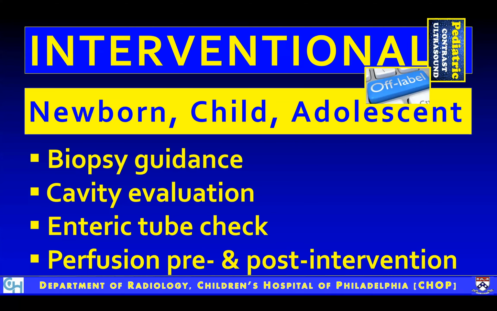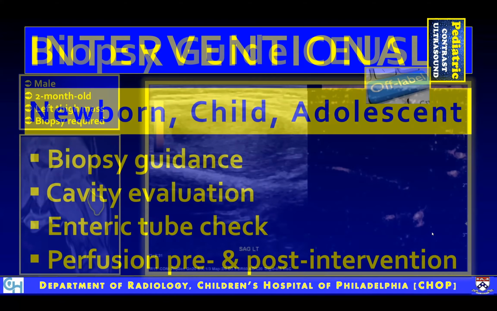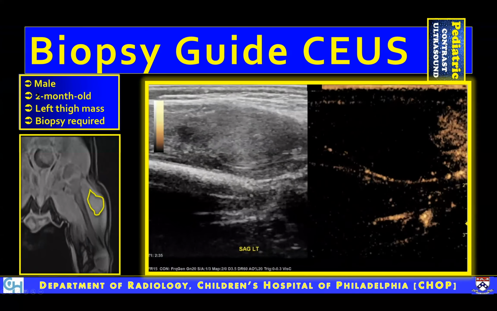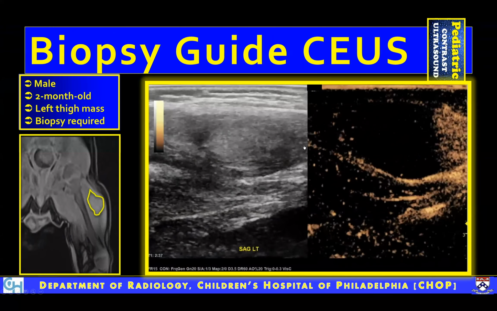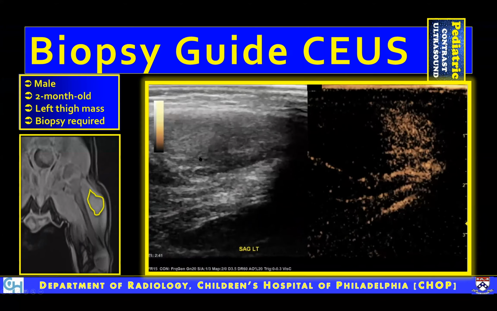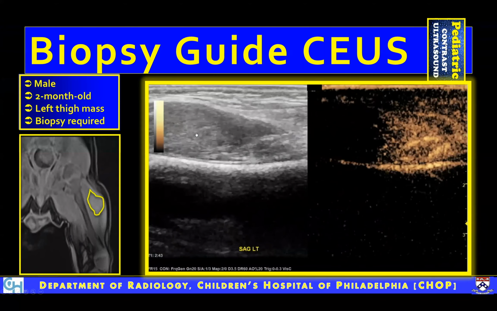We further use this method for interventional radiology, for biopsy guidance, cavity evaluation, enteric tube check, perfusion, and post-intervention. And I'm happy to say all our interventional radiologists use contrast for various of these indications. Like this, a male, 2 months, with a thigh mass. When they wanted to do the biopsy, this is the grayscale. You couldn't say exactly where to biopsy.